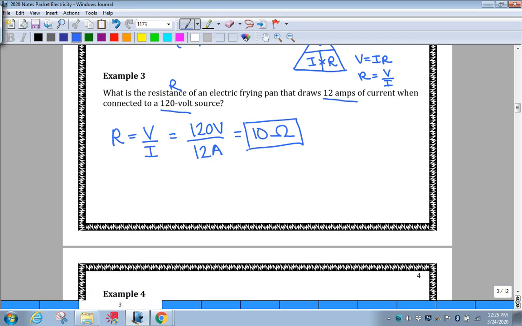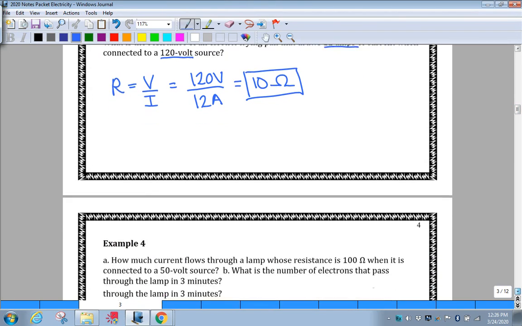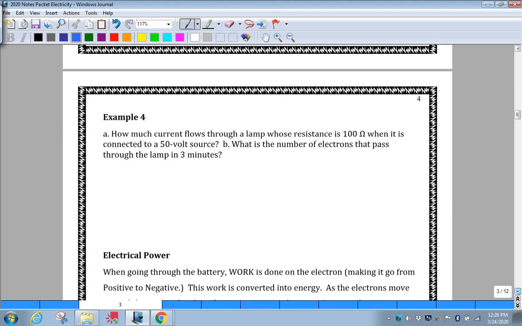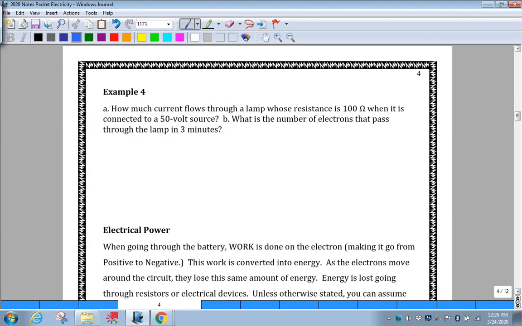Okay, simple enough. It's really either multiplication or division with these numbers. Gets a little more complicated when we have full circuits, like parallel and series circuits, to look over. So we're just going to get comfortable with the basics today. All right, so pause the video here and try example 4 on your own. I'll go over it in a few seconds.